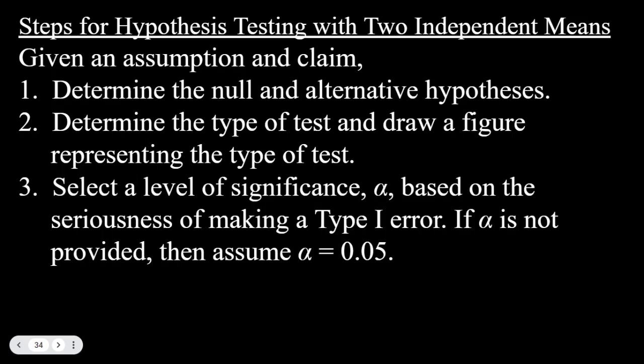Number 3, select a level of significance, alpha, based on the seriousness of making a type 1 error. If alpha is not provided, then assume that alpha is 0.05. And we've dealt with alpha before, and it's the same scenario when we deal with 2 samples, just like when we dealt with 1 sample.